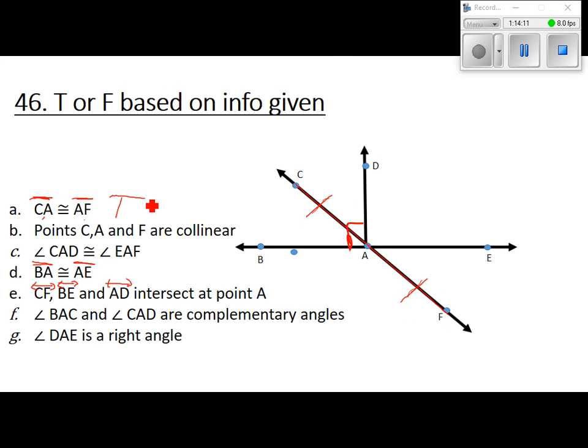Points C, A, and F are collinear. Collinear again means they're on the same line. C, A, and F. Are they on the same line? Yes, that's true. We can tell that from the picture.